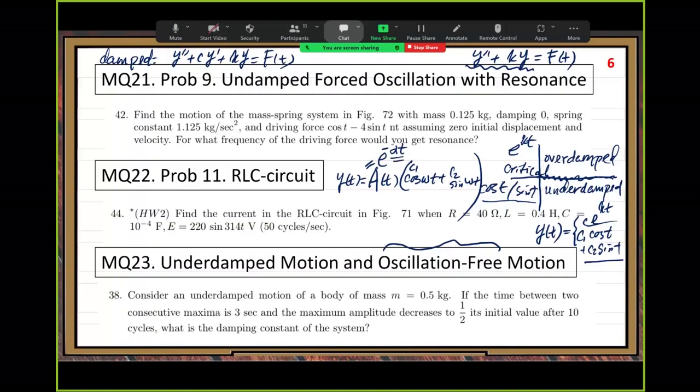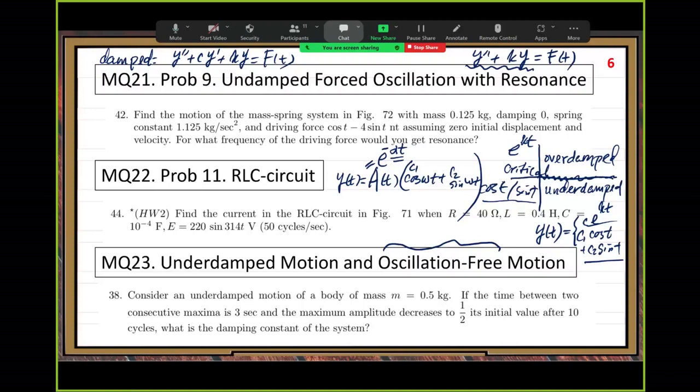When t equals 0, it's 1. So you use 1 as the starting point. Then, after a certain t, how long? 10 cycles, right? After 10 cycles. One cycle is 3 seconds.